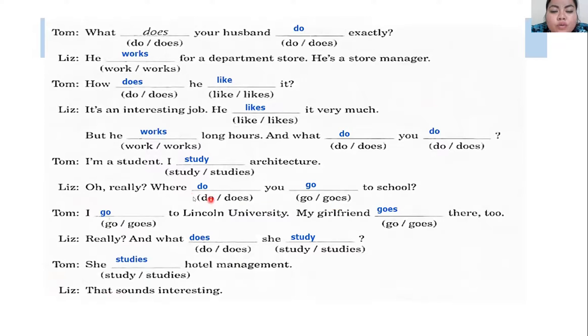Where do you go to school? Where do you go to school? No, where do you go to school? Very good. And Karina, husband. Husband. Exactly. Then department. Department. Very good. He likes it very much. Repeat. He likes it very much. Very much. Okay.